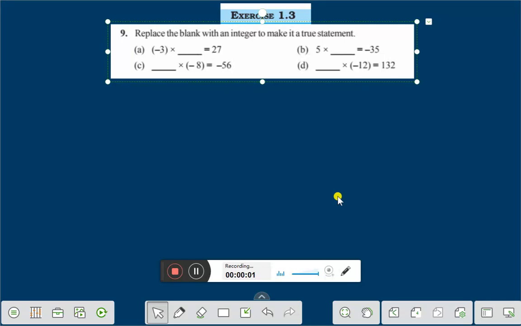Hello friends, today we shall discuss exercise 1.3 question number 9. Replace the blank with an integer to make it a true statement.